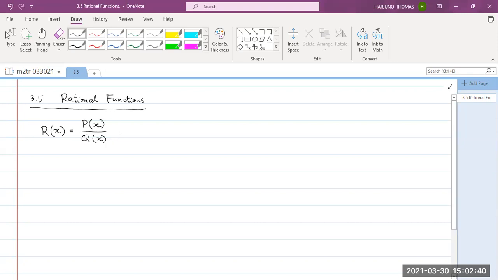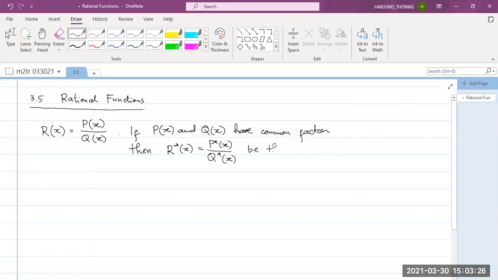Okay, and if P(x) and Q(x) has common factor, then R star x equals P star x over Q star x, that's my notation, be the simplified form, where the common factor cancels.